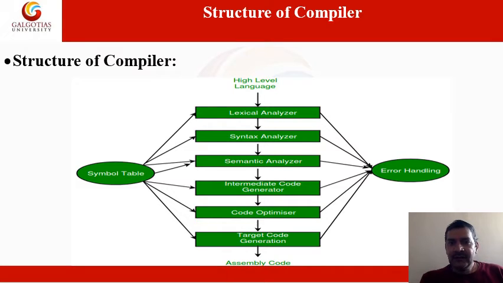The structure is, you will feed your high level language, your source language, or you can provide as an input your high level language or source program into the compiler. These are the phases of the compiler. First one is lexical analyzer, second one is syntax analyzer, third is semantic analysis, fourth intermediate code generation, fifth code optimization, and sixth one is target code generation. Okay, first of all we will discuss the structure of the compiler.